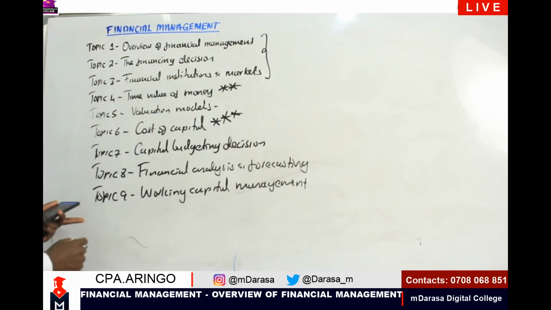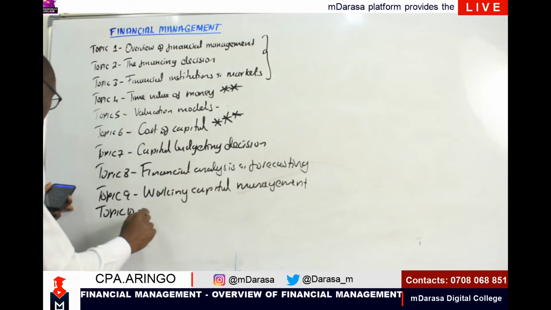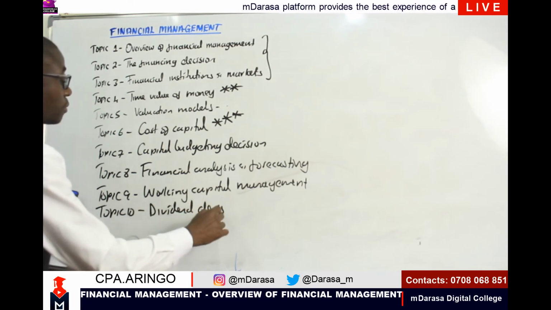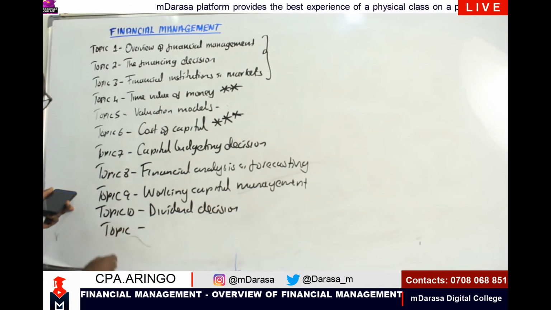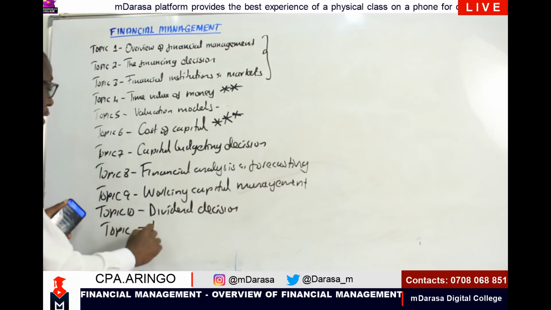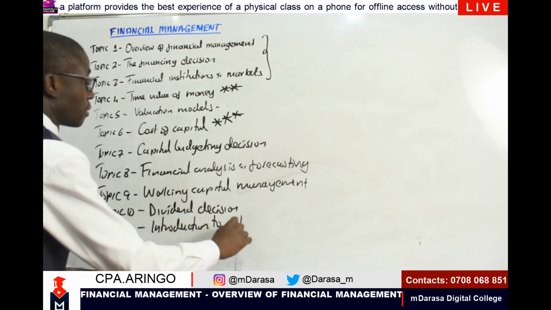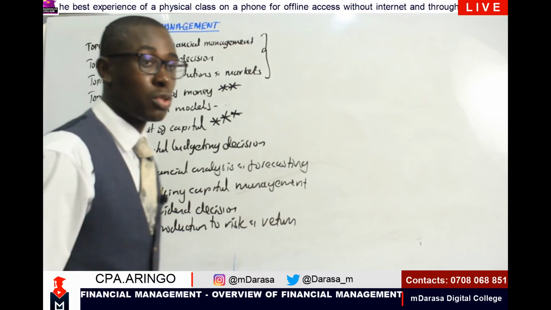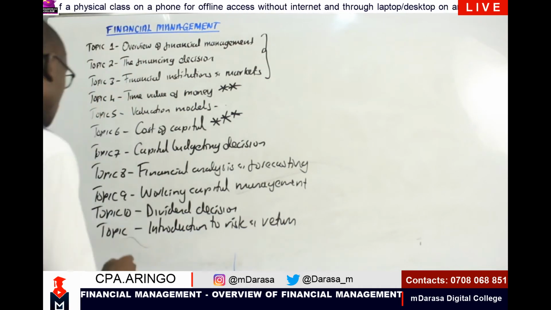Then now we should talk about topic number 10. In this case, we'll be talking about dividend decision. Topic number 11, my good students, we'll be talking about the introduction to risk and return, because the larger part of it we normally cover at advanced level. That is topic number 11.